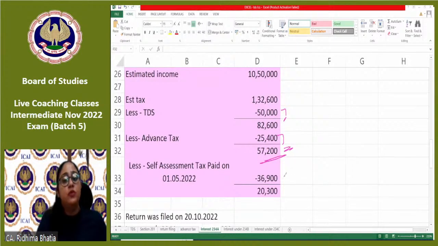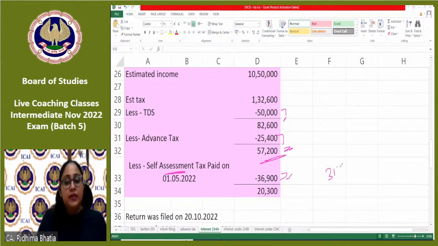Out of that, I deposited self-assessment tax on 1st May 2022. The return is not filed yet, but I know that I have a liability. That's why, as and when I got some income in cash in hand, I deposited the tax. So say 36,900, I deposited the tax on 1st May 2022. Anything which is paid in the assessment year is self-assessment tax. It is not advance tax. Okay? So I deposited 36,900.